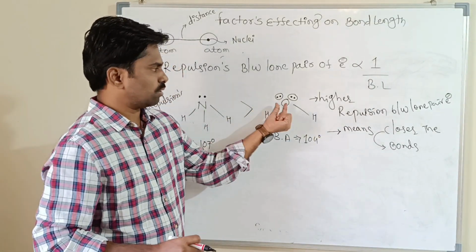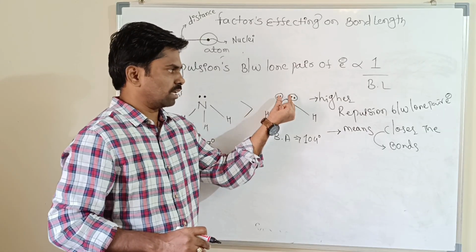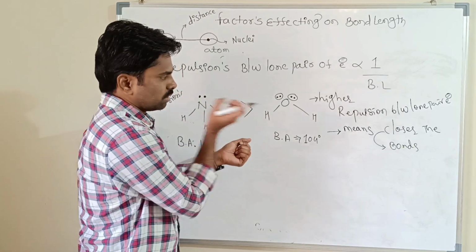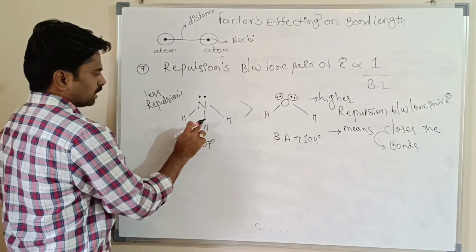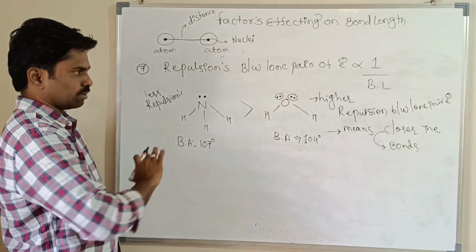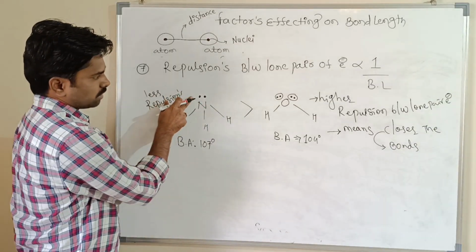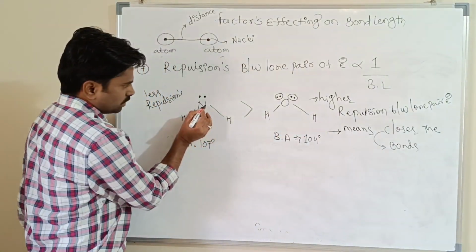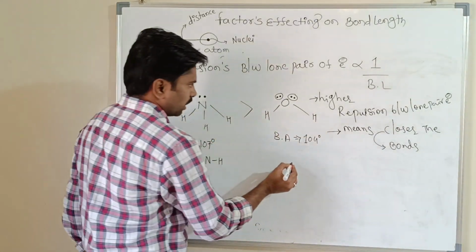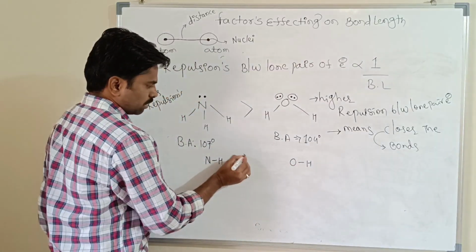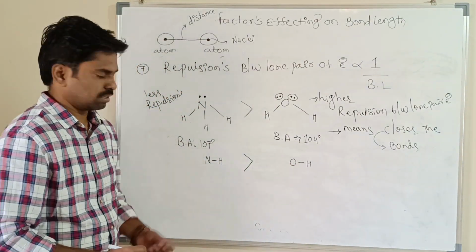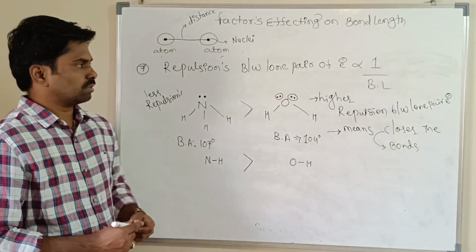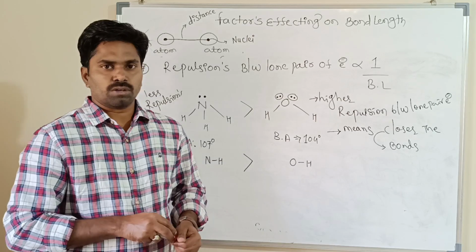Okay. Because of the lone pair repulsions, when they are involved in the repulsion, the bonds come very close to each other. And in this case there are lesser repulsions because there is only one lone pair; the other lone pair is not there. So that is why it is less than the second one. So the nitrogen-hydrogen bond is longer than the oxygen-hydrogen bond due to the repulsions. Understood? So these 7 factors mainly affect the bond length.